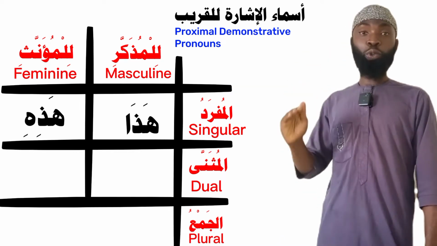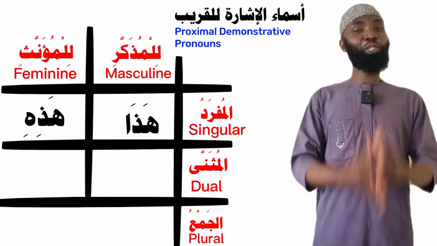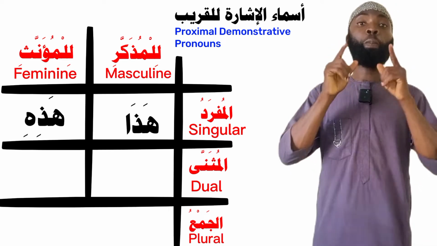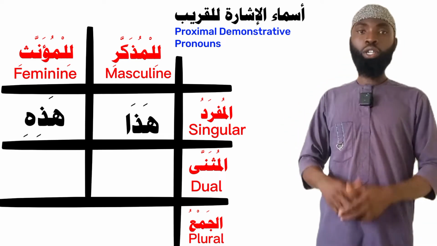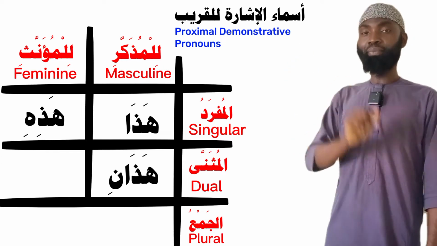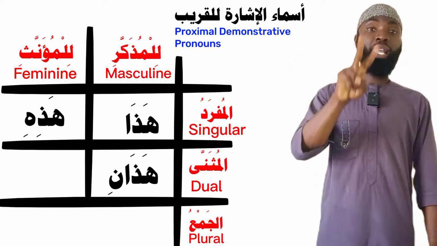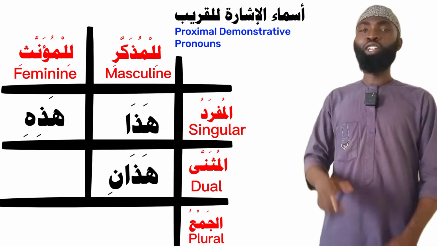That's all for the first row, which is for the singular. Now let's move on to lil muthanna, which is for the dual. So what demonstrative pronoun do we use to point to dual, to two persons, two objects, or two animals? What word do we use? We simply say hadani. If the objects and persons are males, are considered masculine, we use what? Hadani.